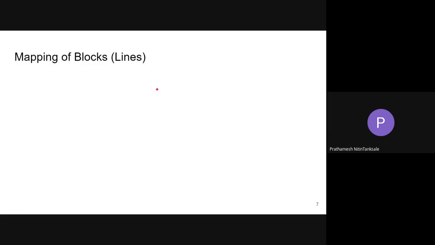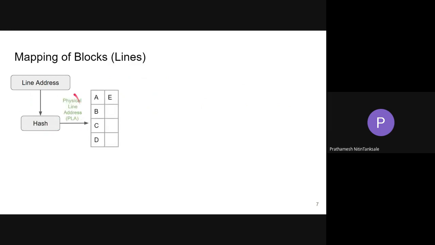So let's look at the mapping of blocks. This is the block address, which is also the line address. There is a hash in a typical cache. They use this hash function on the physical line address, and this is a set associative cache, and these are the blocks which are already present here. So this is a traditional cache, right? Now this A and E are in conflict, so A and E are sharing this particular set. Let's assume that this is an eviction set. This is a traditional cache.